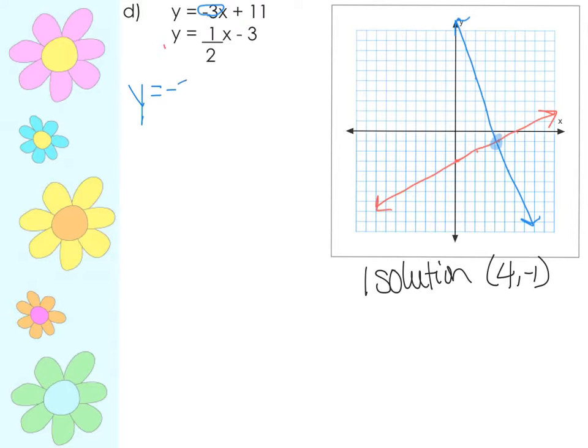So here's my first equation. And I'm going to check my ordered pair. Remember, x is the first value, y is the second one. So y is -1. The -3 was in the equation, times 4 plus 11. So let's check. -3 times 4 is -12, plus 11 is -1.